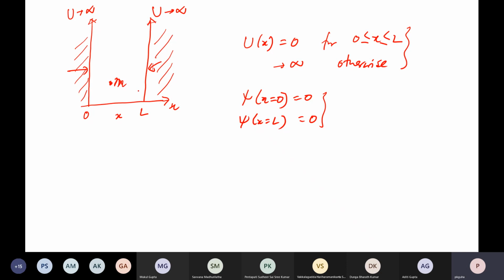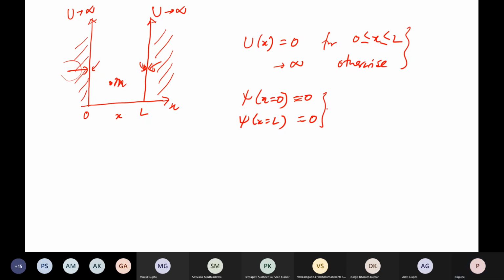So the particle can't go outside. So there should not be any wave function outside this potential well. If there is no wave function outside the potential well, that means at x equal to 0 the wave function should be 0, and at x equal to L the wave function should be 0. Because you remember we mentioned that the wave function is continuous, so the wave function here has to be 0 here and here, so that outside also it is 0, right?